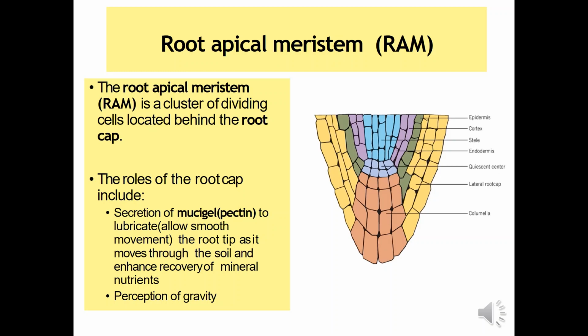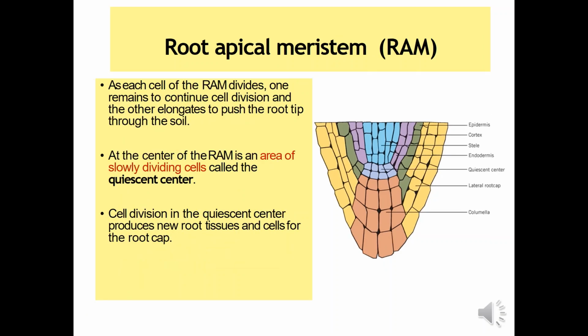In the root cap, or in the RAM, you need to know that when the RAM divides, one cell will remain to continue the cell division. As we know, the meristem part always divides. And the other cell that is produced from the division of the RAM will elongate to push the root tips through the soil, of course to get the mineral nutrients.